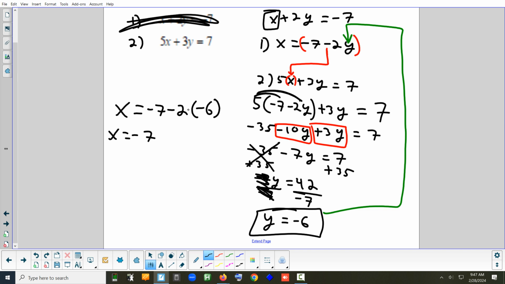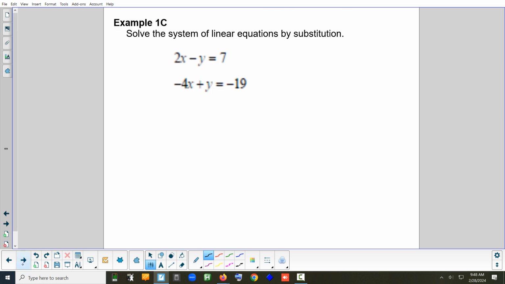So it would be negative 7 plus 3. Right, negative 2 times negative 6, that's a plus 12. And we would have negative 7 plus 12, that does give me 5. And you would have 5 as your answer. Yeah, very good. Any questions on that one? All right, that's pretty much it with substitution.